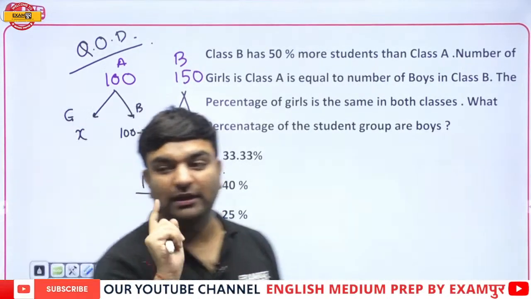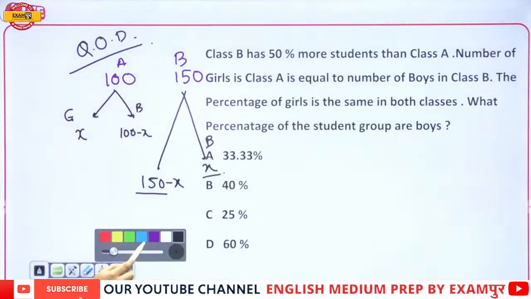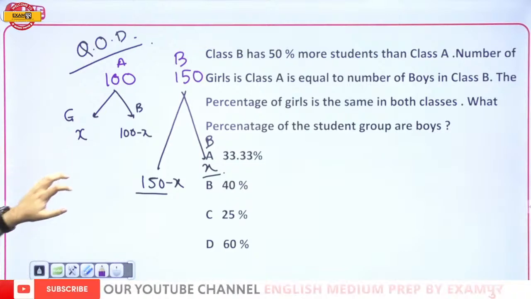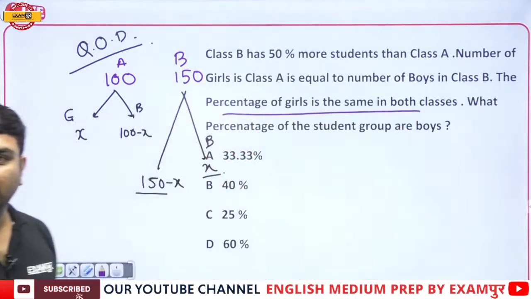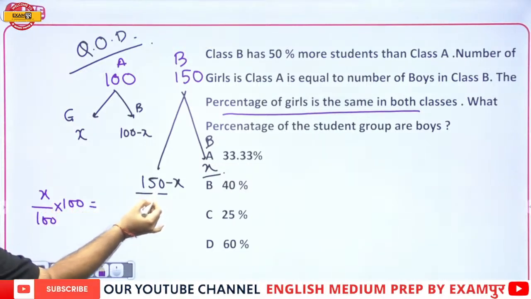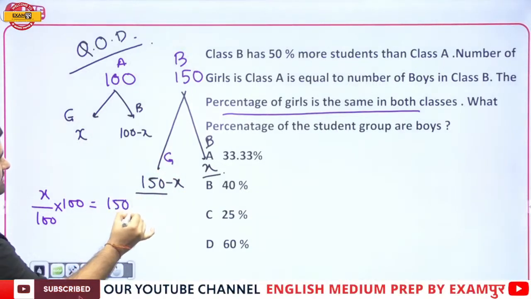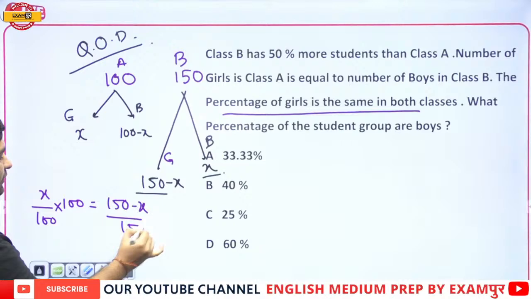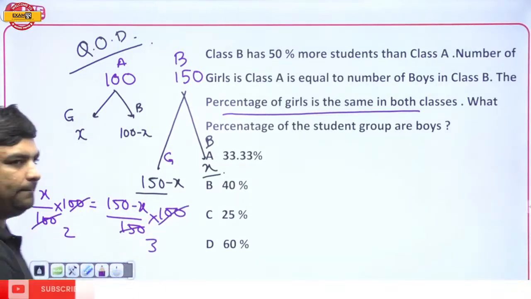After this, I would be leaving the class very soon, in 1 minute. So just quickly understand it. The percentage of girls is the same in both cases. What is the percentage of girls in the first case? X upon 100 into 100. And in the second case, it is 150 minus X over 150 into 100. Just simplify it quickly. 2:3.